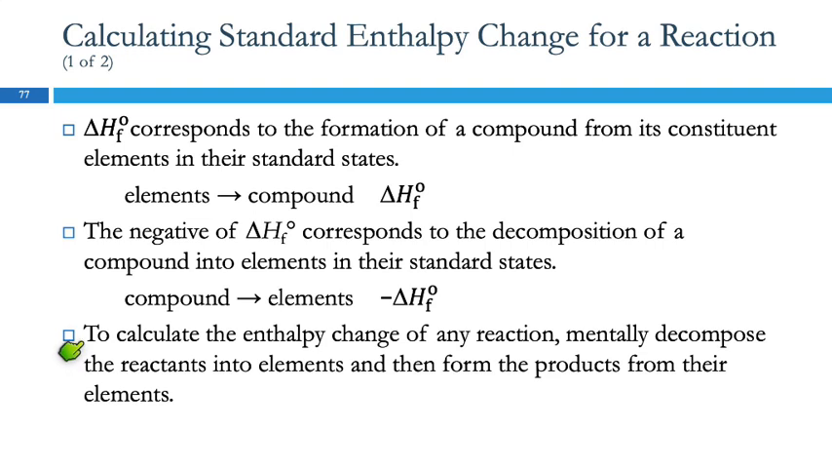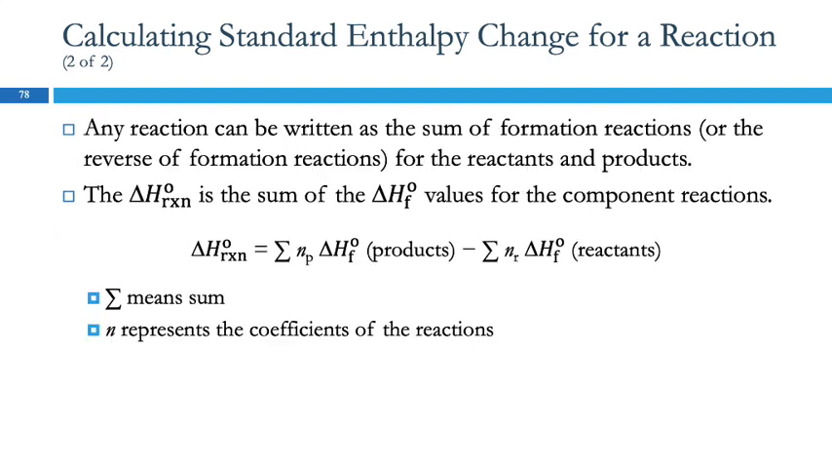So we can calculate the enthalpy change for any reaction by, in our heads, taking the reactants apart into their elements. That would be the negative of delta H formation, and forming the products. You can also do this by taking those formation equations and manipulating them like we did when we were talking about Hess's law until they add up to the reaction that we want. But because of how they're defined, we don't actually have to do all of that.